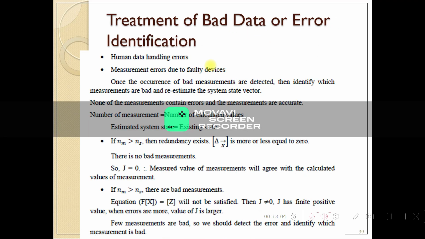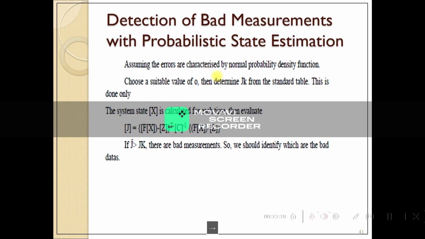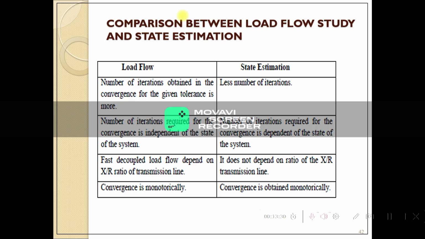Then treatment for bad data or error identification: human data handling error, measurement error due to faulty devices. These are all the identification of bad measurement with the deterministic state estimations. The next one, detection of bad measurement with the probabilistic state estimations. Comparison between load flow study and state estimation: load flow and state estimations.